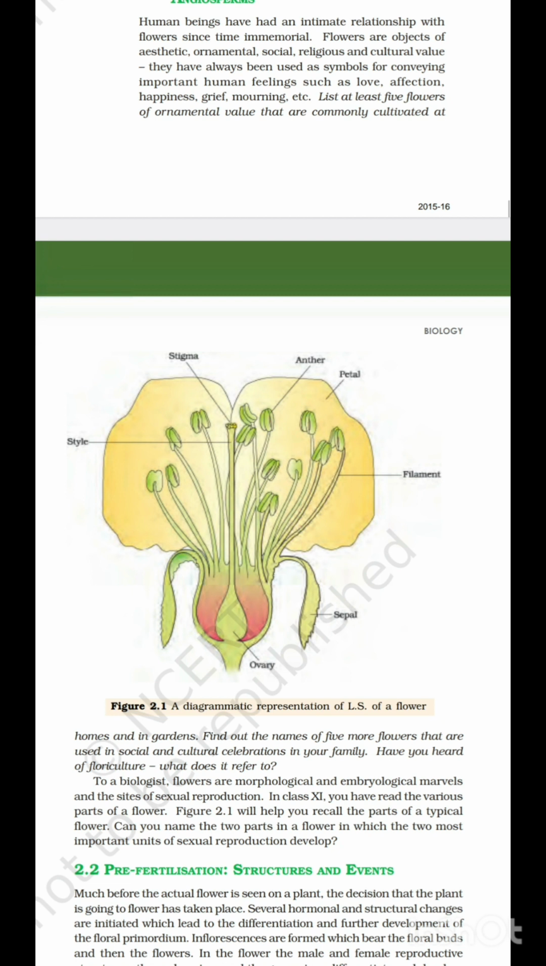The individual unit of the calyx is known as a sepal. That means the collection of sepals is called the calyx. Then the individual unit of the corolla is known as a petal. It is the colouring part, the most prominent part of the flower. The collection of petals is known as the corolla.